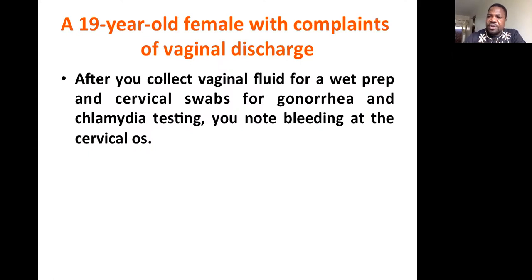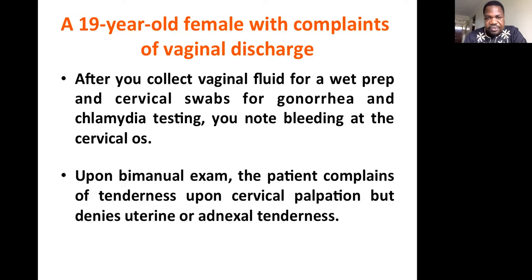So you use a swab, you collect a specimen, and you also collect vaginal fluid for wet preparation. You can do a wet preparation, you put it on the slide, and you also have cervical swabs that you can send to the lab for testing for gonorrhea and chlamydia infections. And you note also a bit of bleeding at the cervical os during the process.